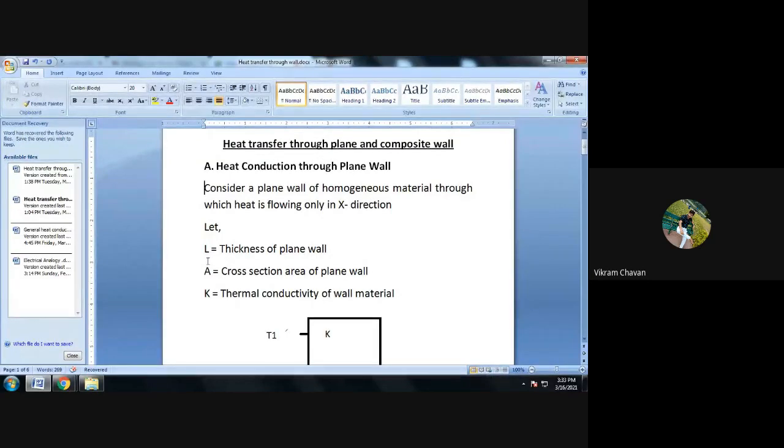Let L is equal to thickness of plane wall. A is equal to cross section area of plane wall. The next, K is equal to thermal conductivity of wall material.